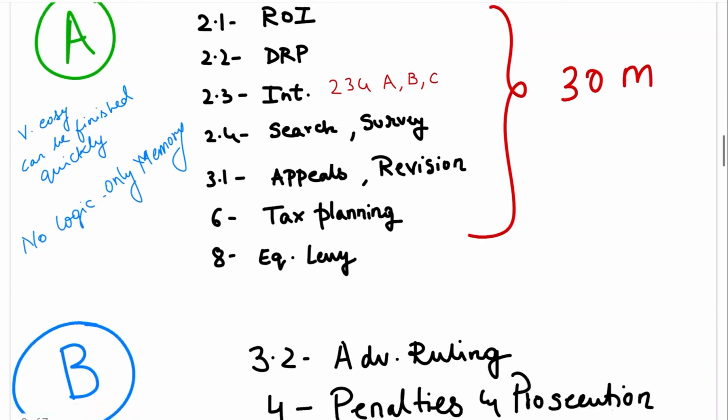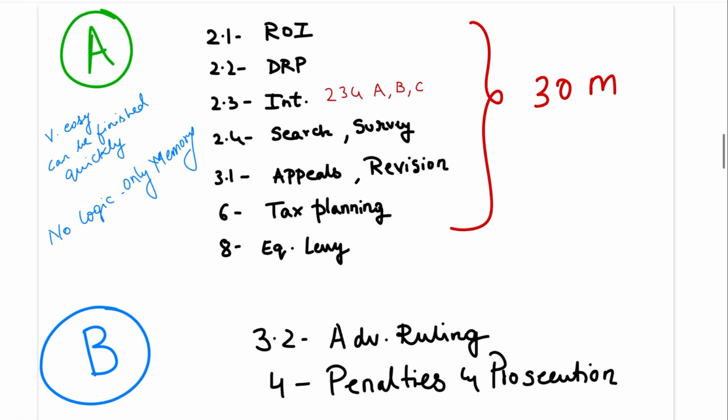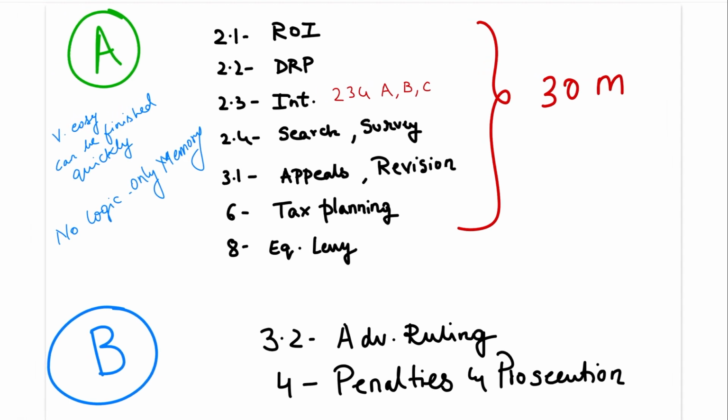Now let's go to A category topics. A category topics include chapter number 2.1, which is return of income, 2.2, which is dispute resolution panel, 2.3, which is interest, that is 234 ABC sections, 2.4 search survey and seizure, 3.1 appeals revisions, chapter number 6 tax planning and management, and chapter number 8 equalization levy.